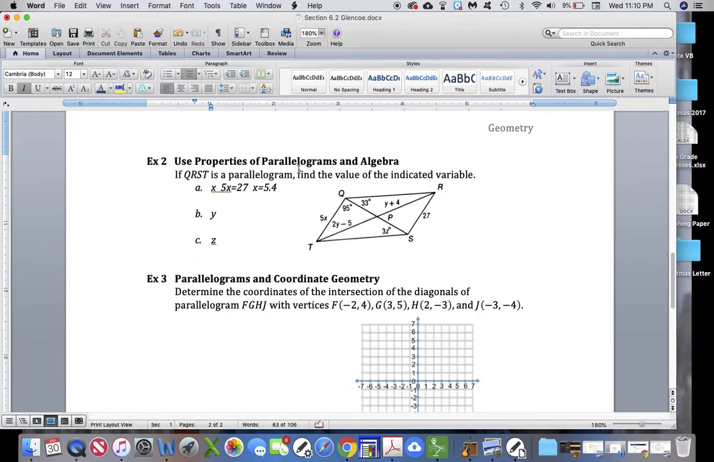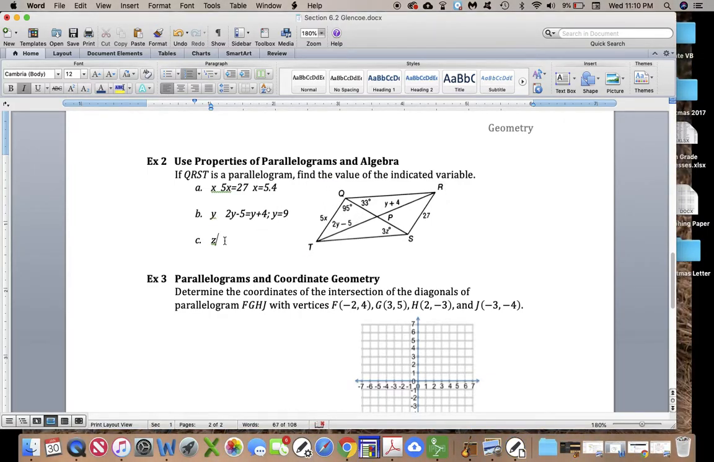Y plus 4 is looking at this length right here, and the 2y minus 5 is this other length here. Well, we know that those two pieces are exactly the same length, this one here and this one here. So you would say 2y minus 5 is going to be the same as y plus 4. Then you would subtract the y and add the 5, and you would end up getting y equals 9. Is that right? Yes, y equals 9.